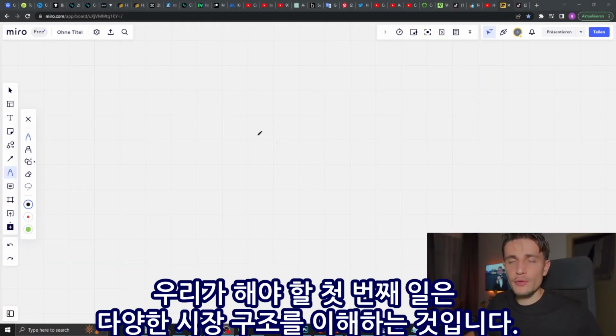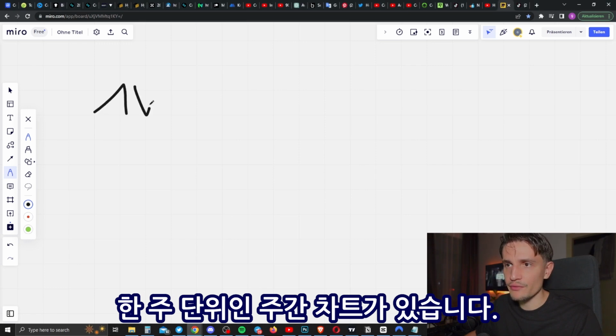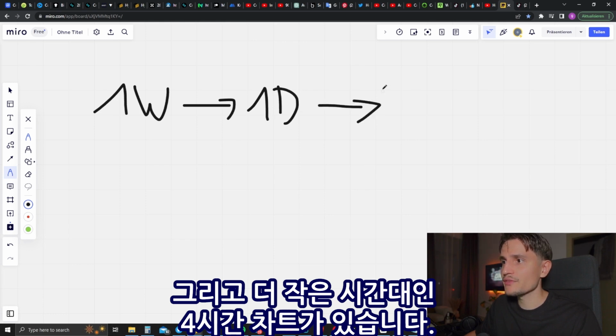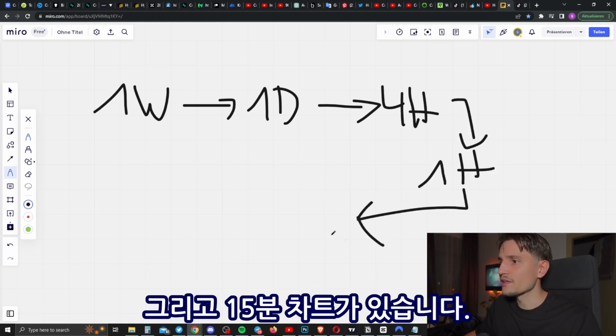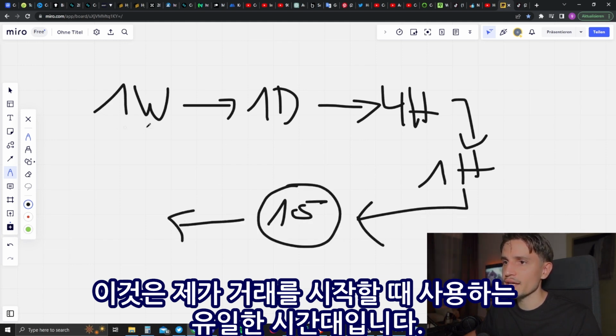The first thing you want to do, you have to understand different market structures. We have different market structures based on different time frames. We have the weekly time frame, 1 week. Then we have the smaller time frame, the daily time frame. Then we have the smaller 4-hour time frame, broken down into even smaller time frames, the 1-hour time frame. And then we have the 15-minute time frame. This is the only time frame that I'm using when it comes to entering my trades, right?